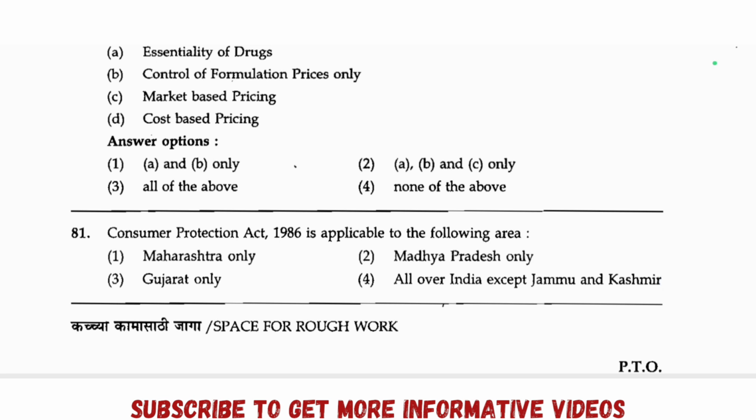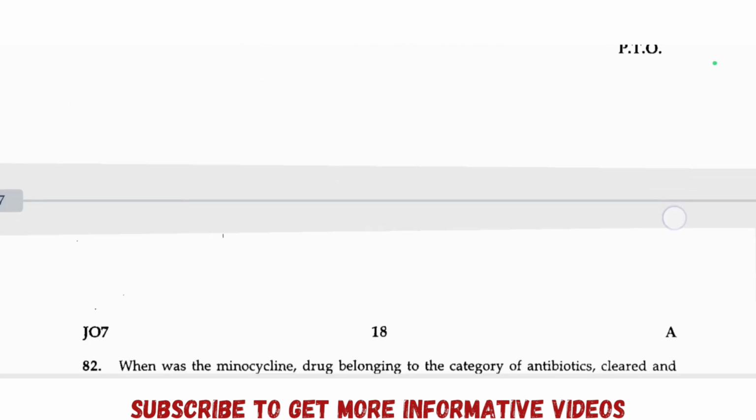Next, Consumer Protection Act 1986 is applicable to the following area: Maharashtra only, Madhya Pradesh only, Gujarat only, and all over India except Jammu and Kashmir. So the correct answer is all over India except Jammu and Kashmir. And you know why there is except Jammu and Kashmir. It's a long history.